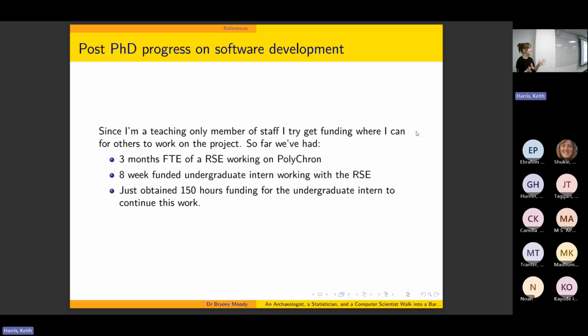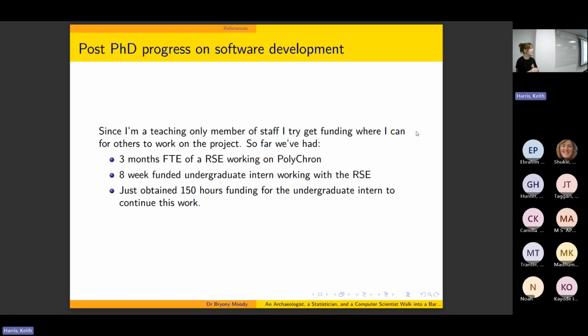This was brilliant because I'm not a software engineer, so the code was functional but not pretty, and it was really nice to have someone who actually knew what they were doing, and they were able to refactor the code and get it packaged ready to be released in Python.